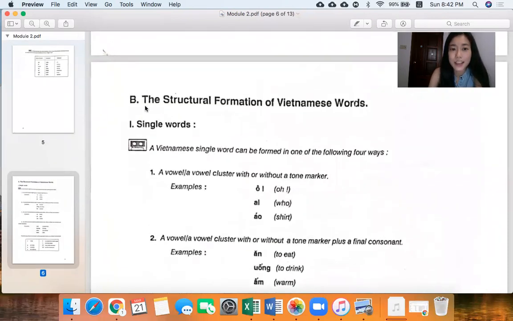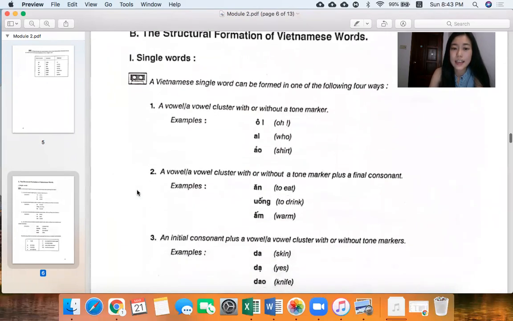Part B, the structural formation of Vietnamese words. One, single word. A Vietnamese single word can be formed in one of the following four ways. The first one, a vowel or a vowel cluster with or without a tone marker.